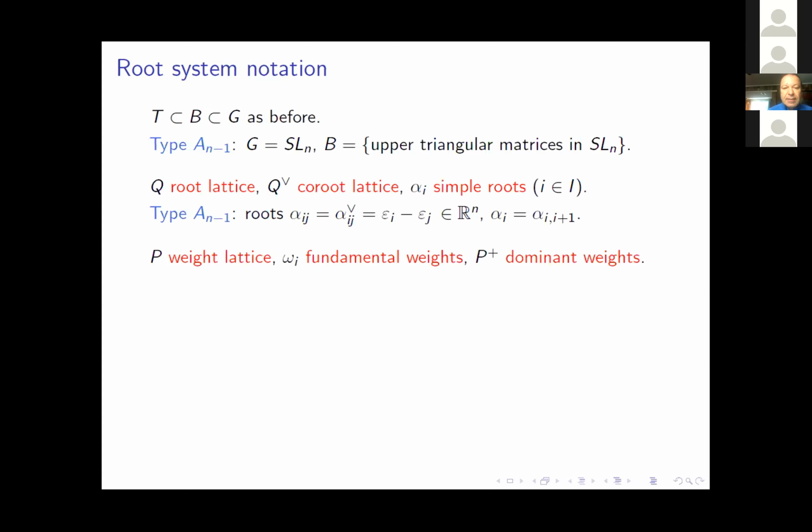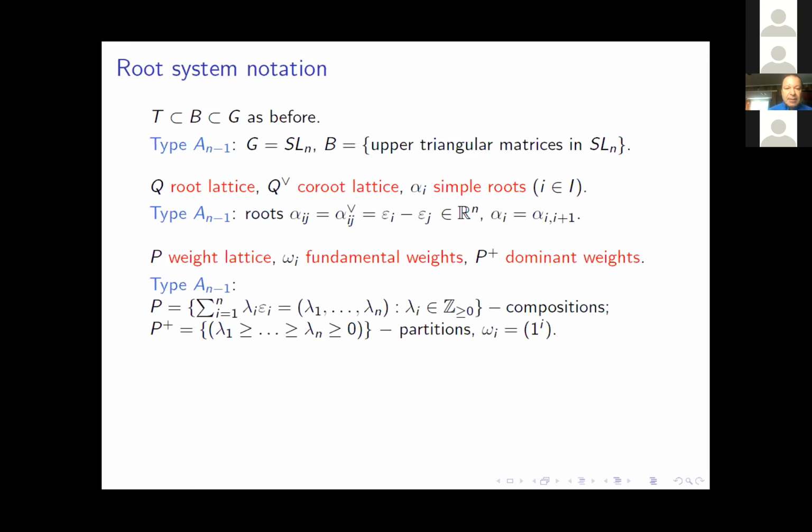P is the weight lattice, omega_i the fundamental weights, P plus the dominant weights. So in type A, think of the weights as compositions, just sequences lambda_1 through lambda_n of positive integers or non-negative integers. The dominant weights are partitions, so weakly decreasing such sequences. And the fundamental weights are just the partition (1, 1, ..., 1), i times. So think of it as a column in terms of the Young diagram representation.